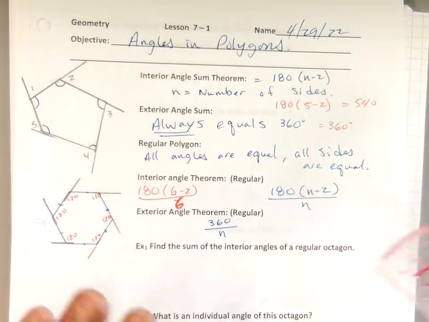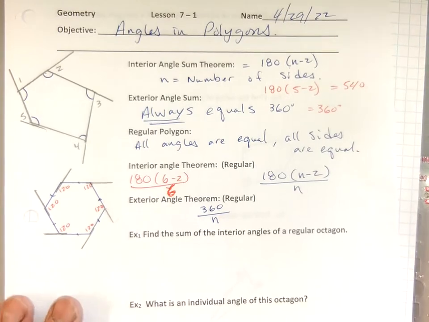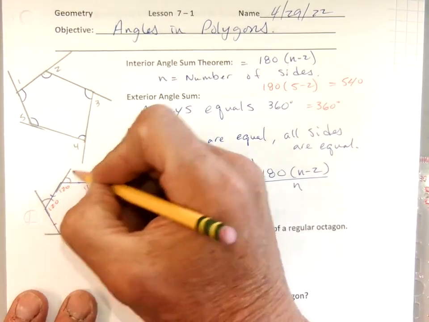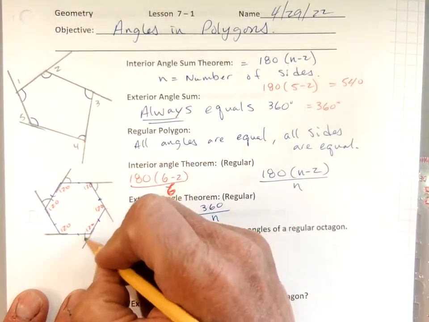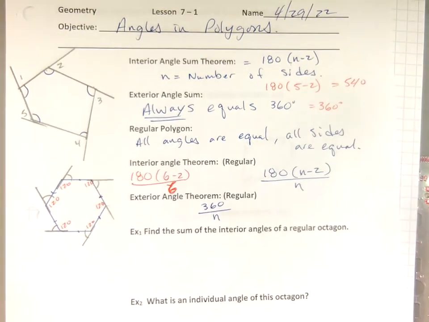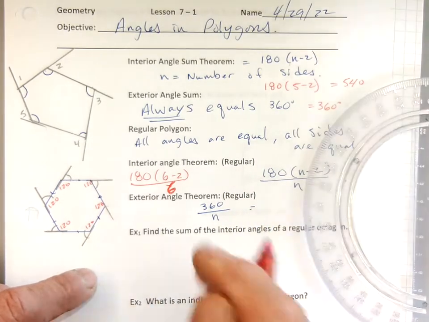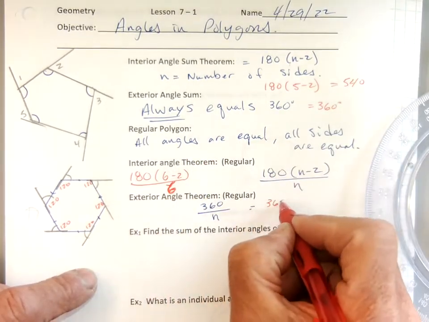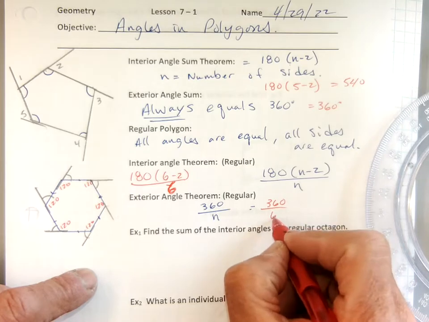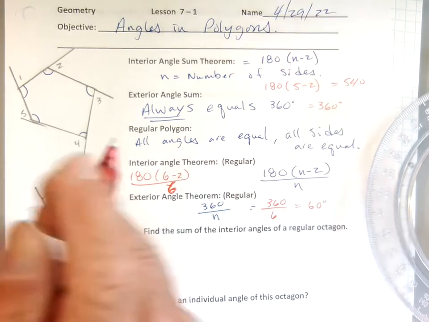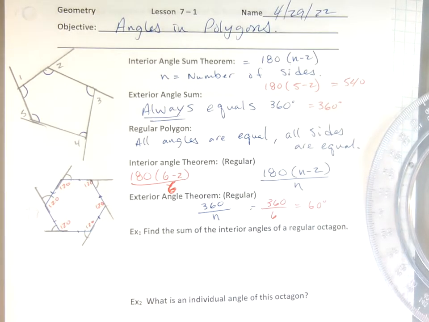Okay, so all 6 of these angles have to be equal. You guys agree? They have to be equal. It's regular. If I wanted one of them individually, I would just take my 360. In this case, it's going to be 6 sides, and they're all 60 degrees. Because it's regular. If it's regular, you can divide them up evenly, okay?